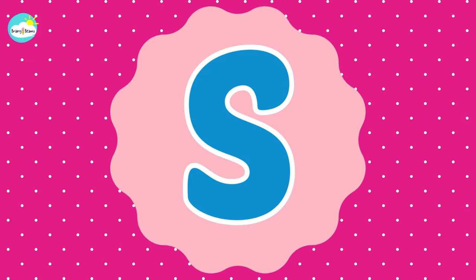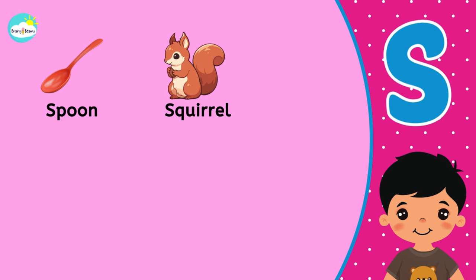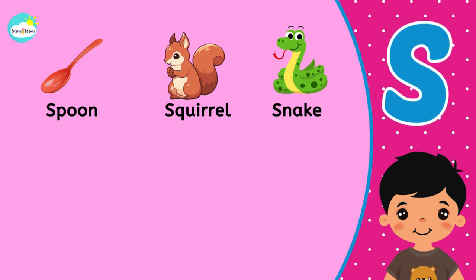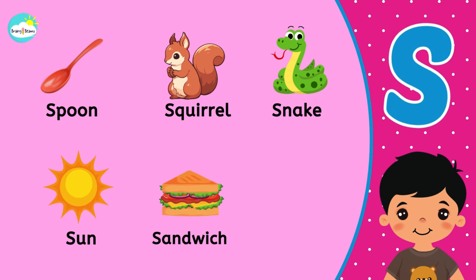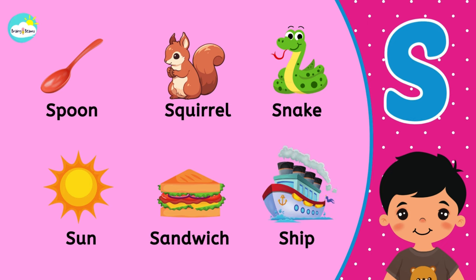S. S is for spoon. S is for squirrel. S is for snake. S is for sun. S is for sandwich. S is for ship.